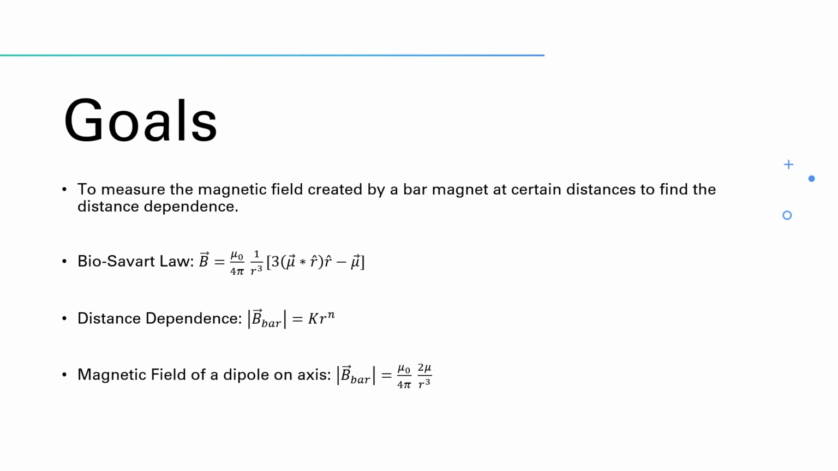Hello, my name is Vincent Zhu, and this is my video lab report for Physics 2212 Lab 3, Magnetic Field of a Bar Magnet. The goal of this lab was to measure the magnetic field created by our bar magnet at certain distances in order to find the distance dependence. And we also wanted to attempt to code this as well.